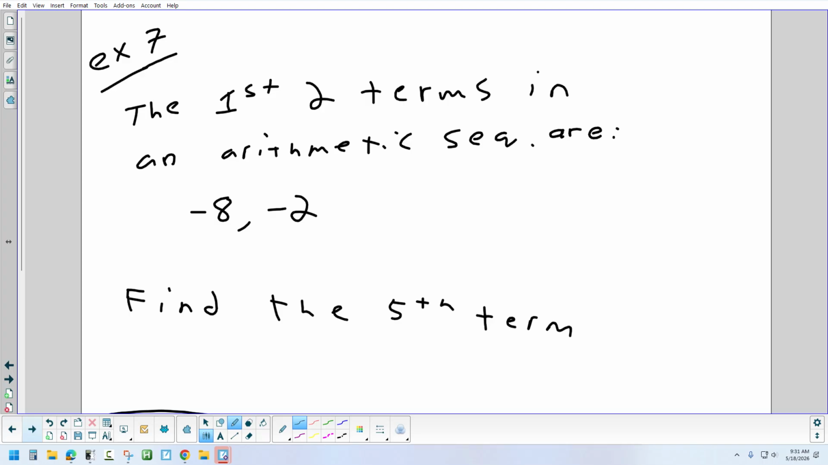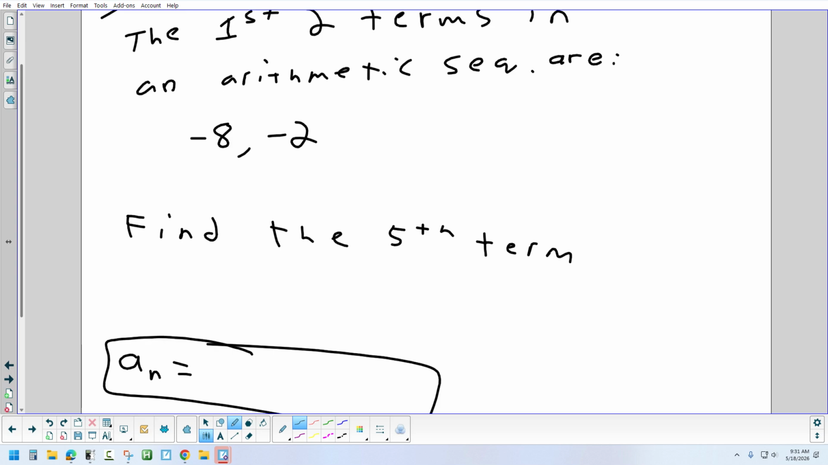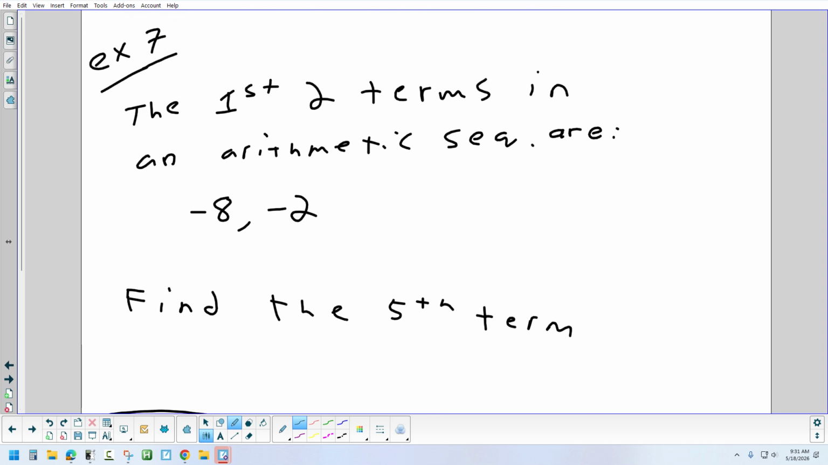Okay, so next one. First 2 terms in an arithmetic sequence are given. Find the 5th term. So I want to think about this one by doing a formula, because it could just as easily say find the 5,000th term. Right? So having a formula is gonna make it easier. Okay. To write an explicit formula for an arithmetic sequence, what are the 2 things you need to know?